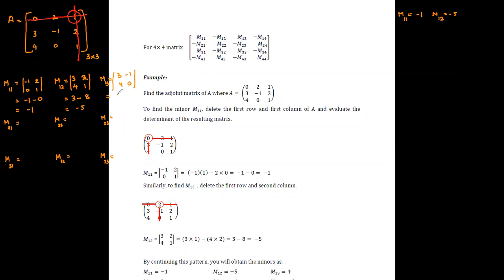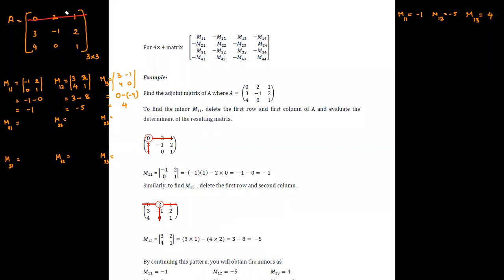3 times 0, 3 minus 4 times minus 1, which results in the value +4. Then we can take this value as M13 equals +4. Similarly, we can obtain the values for the remaining elements also. Since we have finished the first row, now we can move to the second row.